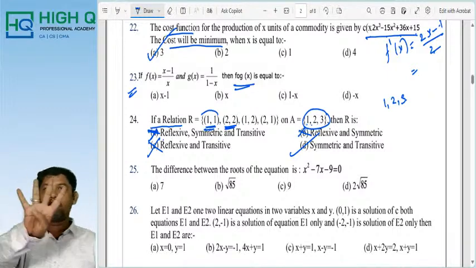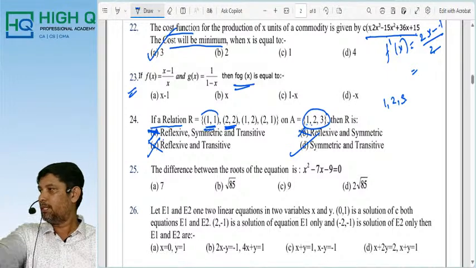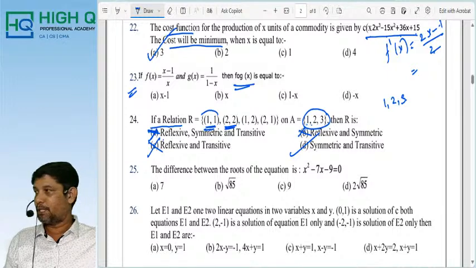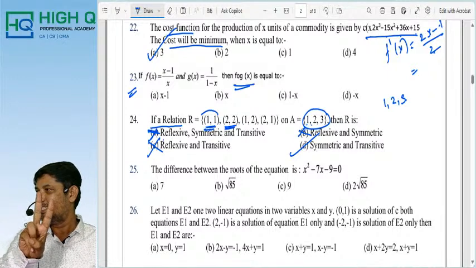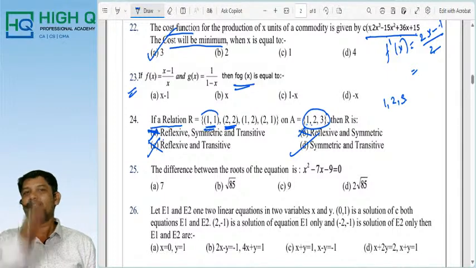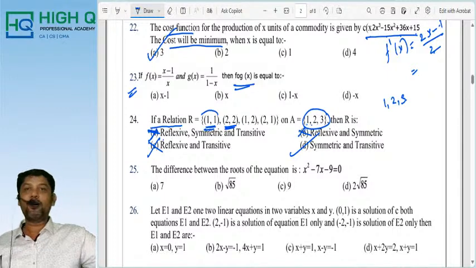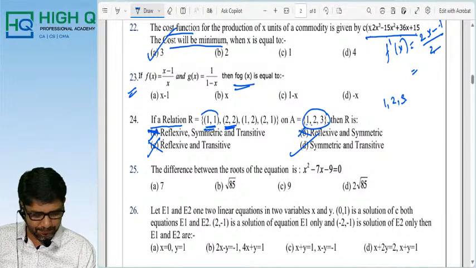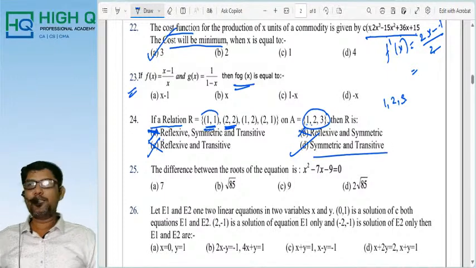Even out of 4 options, if you remove 2 that are wrong, it is 50-50 chance. When you look at 4 options, it is 25% chance. But when you look at 2 options, it is 50-50 chance. So always reduce the number of options, then you will enjoy, my dear. Okay, yes. So symmetry, you all understood this?